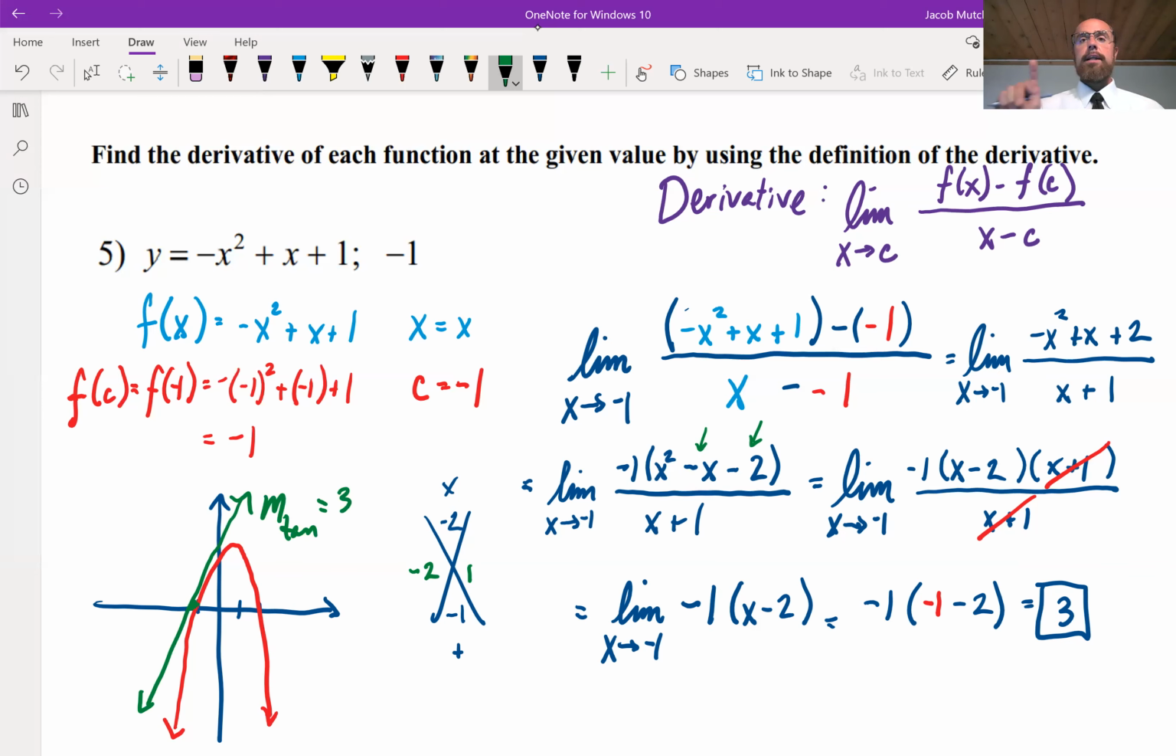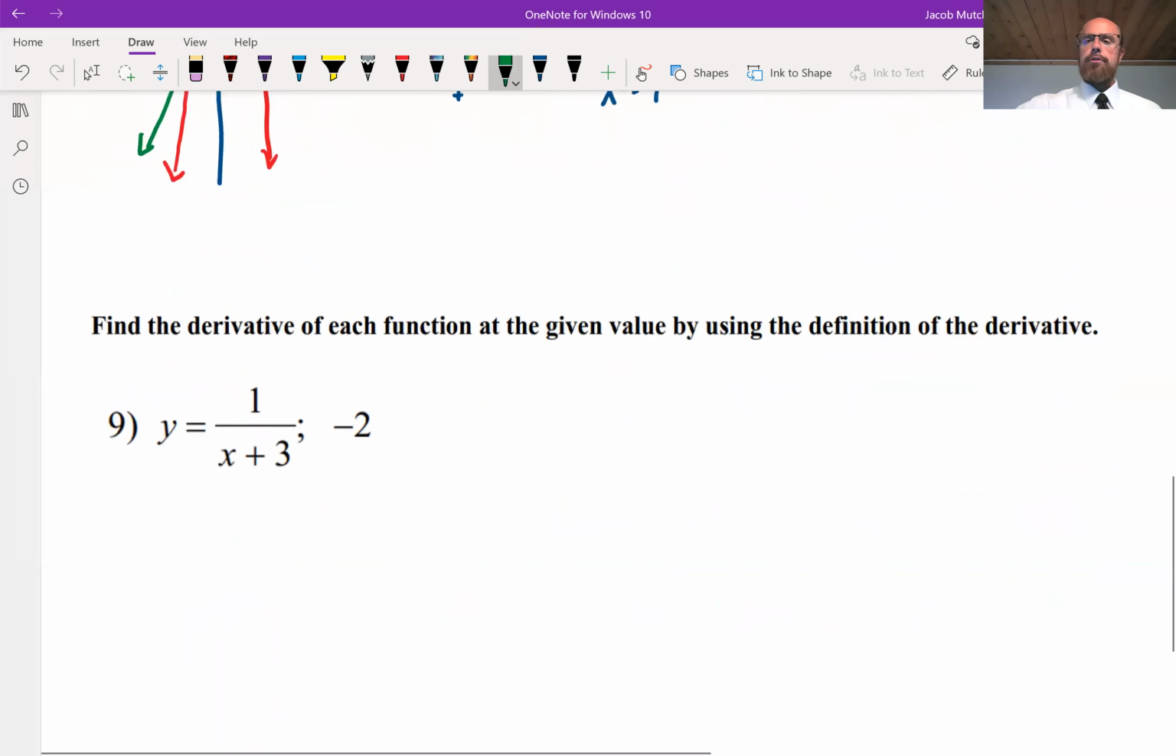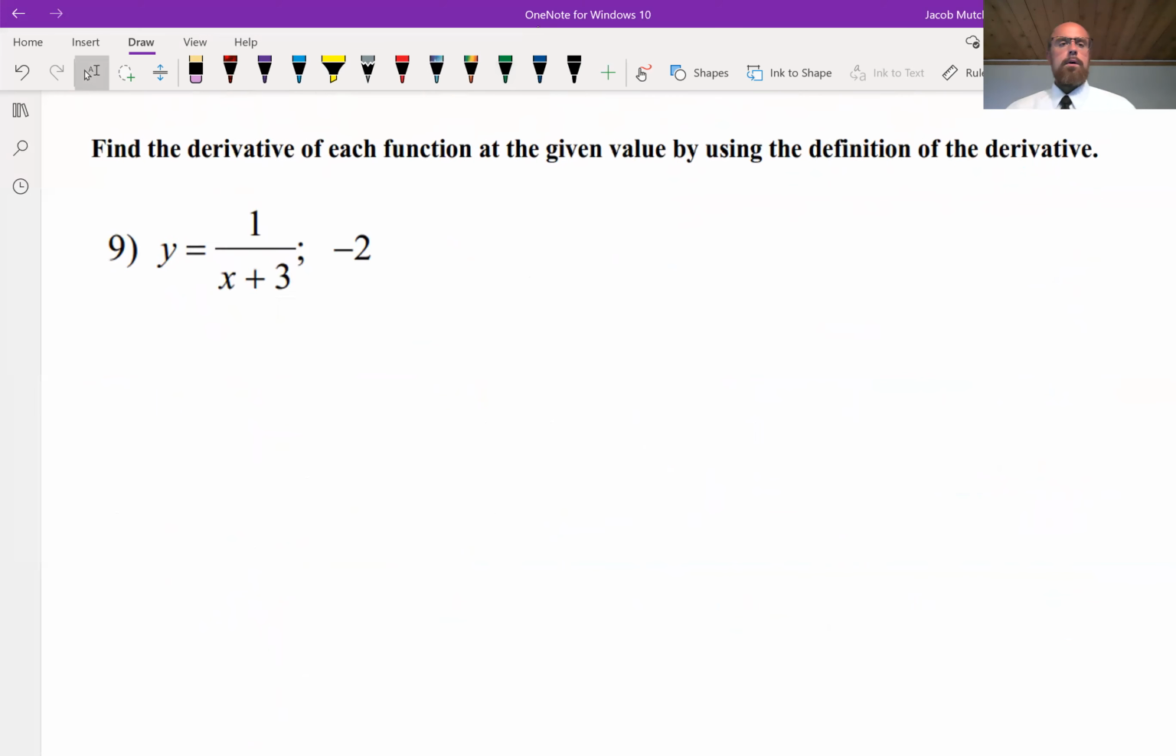So we've taken a look at an example that's a linear function, finding its derivative according to the definition. We've also done so with a quadratic function. Let's round it out by taking a look at a rational function. So here I've got 1 over x plus 3. That's my f at x. So we'll start defining now that we've got the hang of the task. So the f of x is 1 over x plus 3.